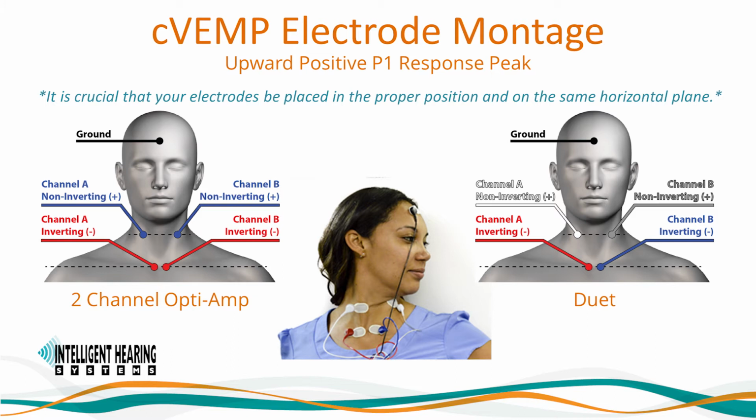Negative electrode and leads are placed at the bottom of the corresponding SCM muscle, medial 1/3 of clavicle. Right channel A negative is connected to the right bottom SCM muscle, while the left channel B negative is connected to the left bottom end of the SCM muscle. The ground electrode is connected to the forehead. For an inverted negative inflection P1, reverse the polarity of the connections by switching the inverting and non-inverting inputs.